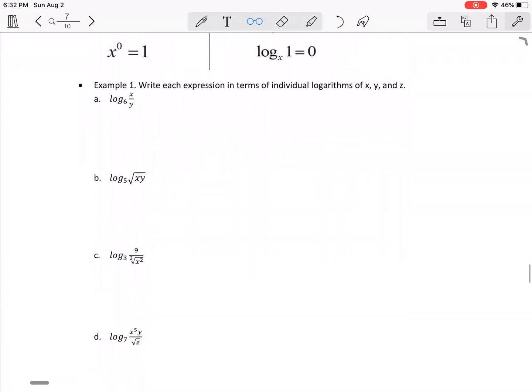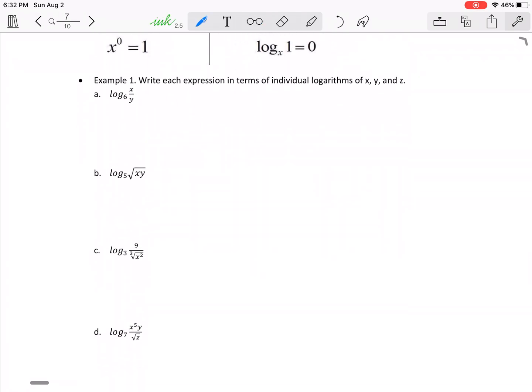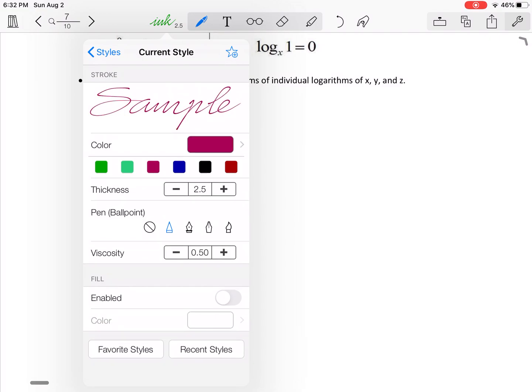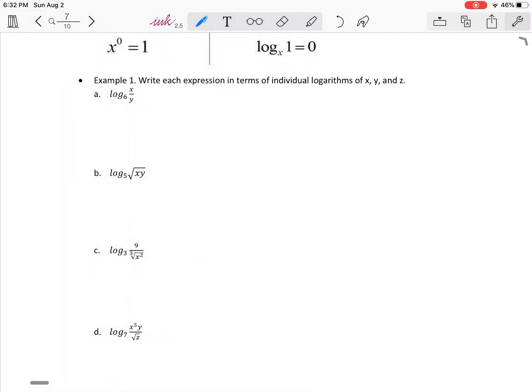Okay, so let's look at utilizing those, just kind of like what we did when we had exponent laws. What you want to do is look at your logarithm laws and figure out which ones are being utilized. And just like with exponential laws, we can do questions that have a combination of one or more of the laws. So here we got log 6 of x over y, so that's a division. So the division is just written as a subtraction.